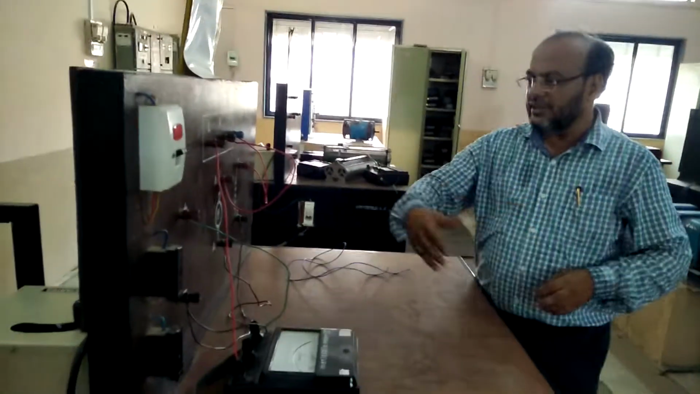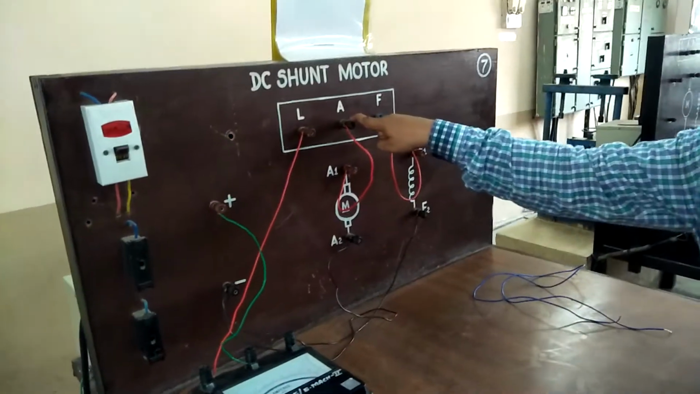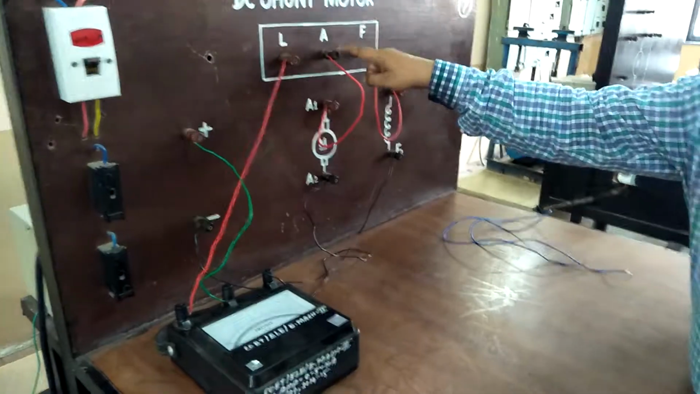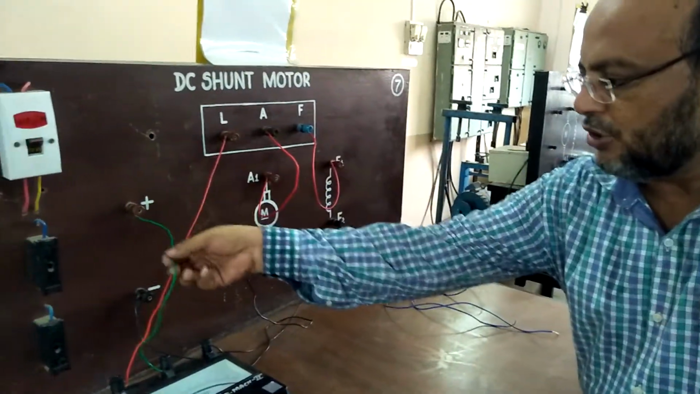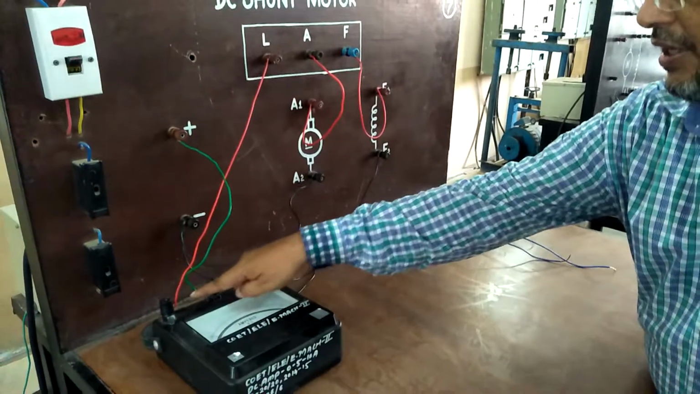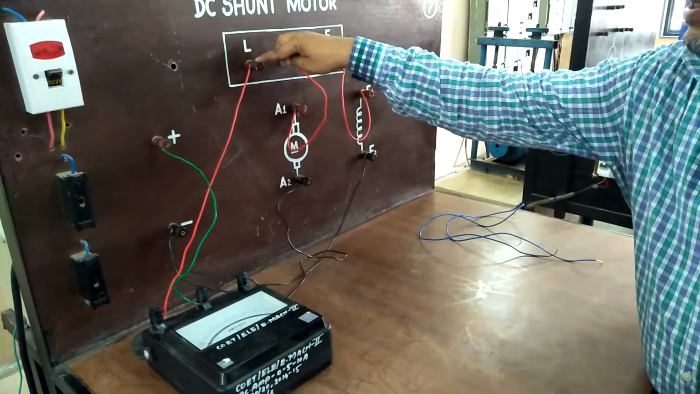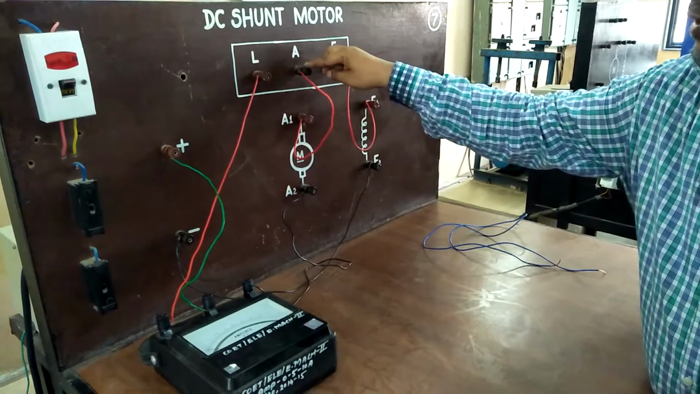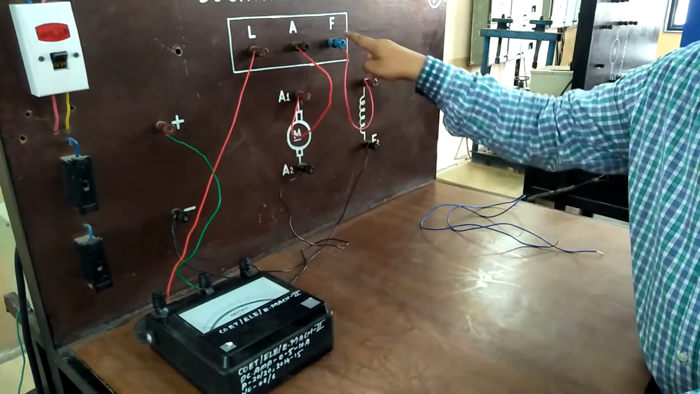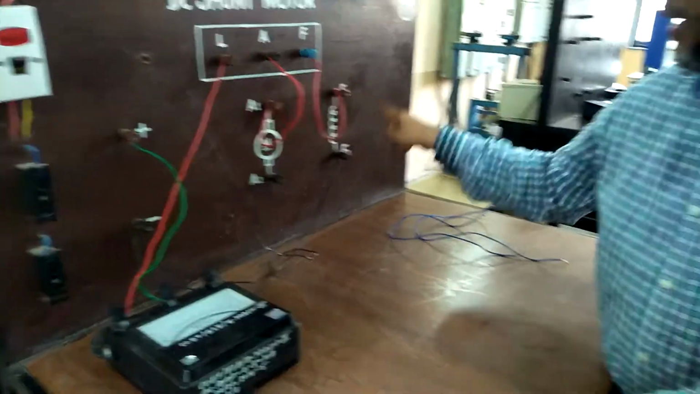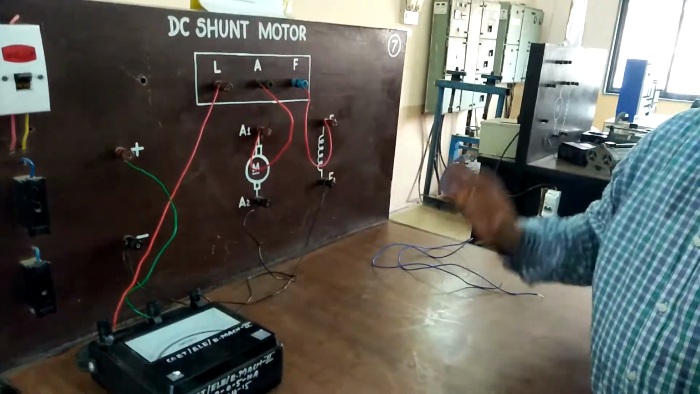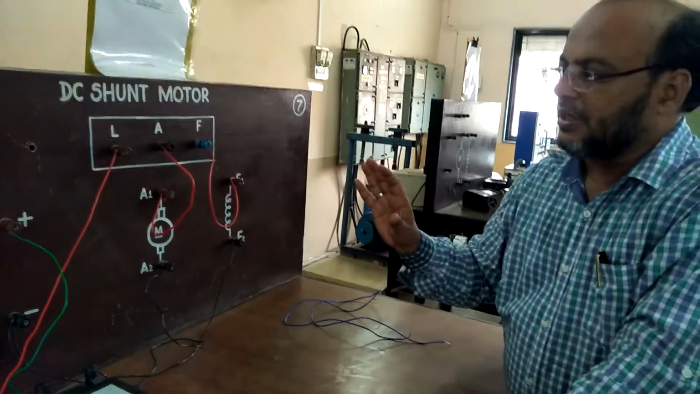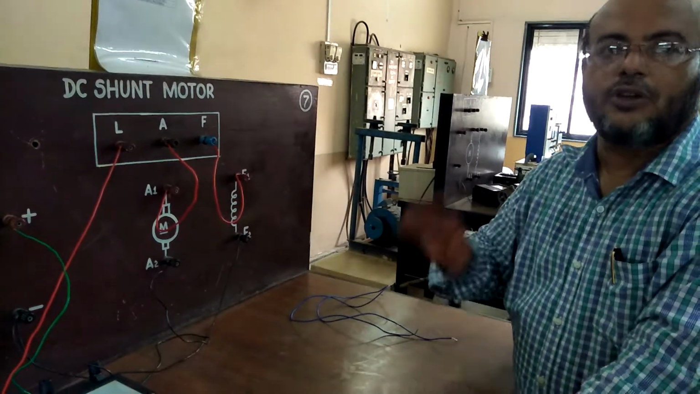Now see here, this is our 3-point starter. We will take the details of the 3-point starter later. First of all we will consider the normal connection. In the normal connection, the positive terminal is connected to the ammeter, and the ammeter is connected to the line of the starter. Armature terminal A is connected to A1, F is connected to F1, and F2 and A2 both are connected to the negative terminal. This is the normal connection of the motor, and it will give the normal direction.